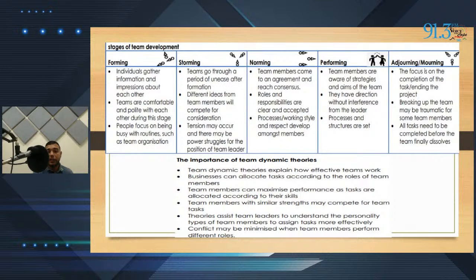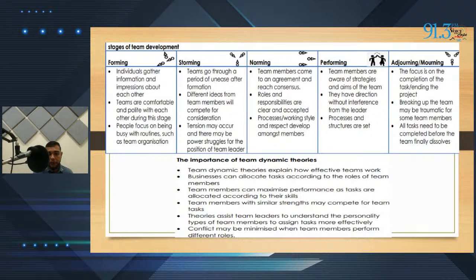Norming is where team members come to an agreement and reach consensus on the problem solving technique or the solution that we have found to our problem. Performing, team members are aware of strategies and aims of the team, and now they have direction without interference from the leader. Mourning, the focus is on completing the task or ending the project or breaking up the team. It may be traumatic for some team members, and all tasks need to be completed before the team finally dissolves.